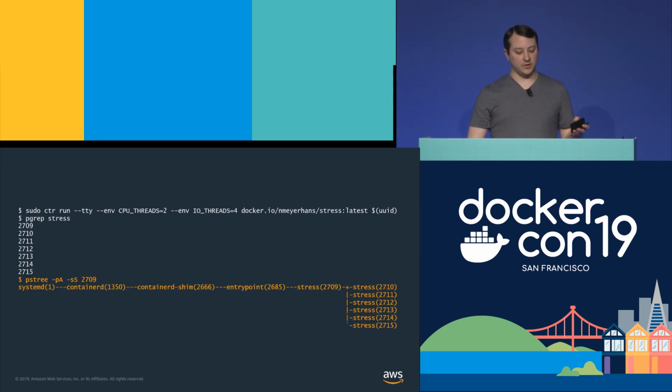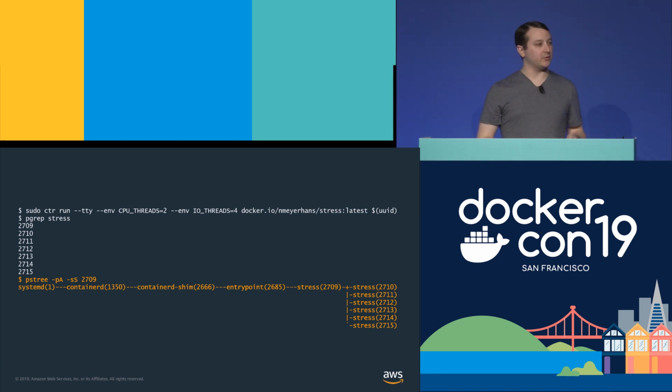Beyond seeing them just with pgrep, we can go ahead and look at the inheritance. We can see what is responsible for starting what process. And if you look, you can see all the way on the right the individual threads that are part of the stress program. And you can see that it's started by an entry point, and that's started by the default containerd runc shim, which is then started by containerd.